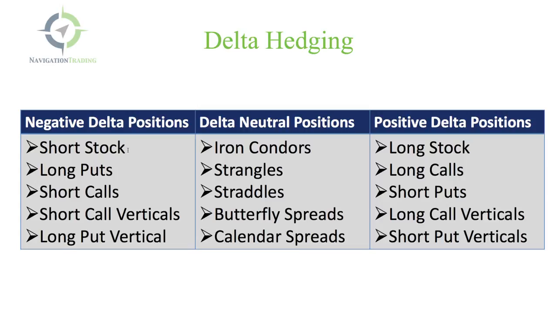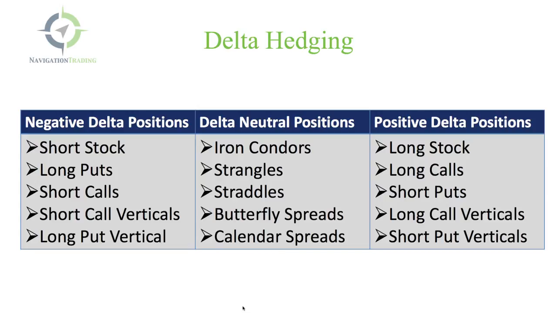So then you can short some stock, or you can buy some puts or short some calls, and you can add these positions in to help neutralize your delta. The other thing is, obviously, you can enter the trades with delta neutral positions like iron condors and strangles and straddles and so forth. So those are the ways you can work these different directional bias positions against each other to help neutralize your overall portfolio.